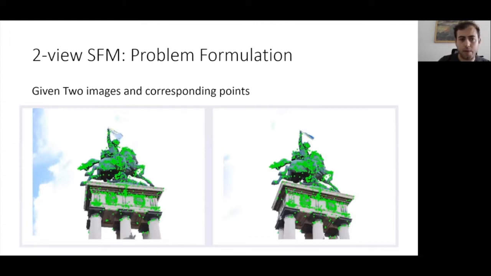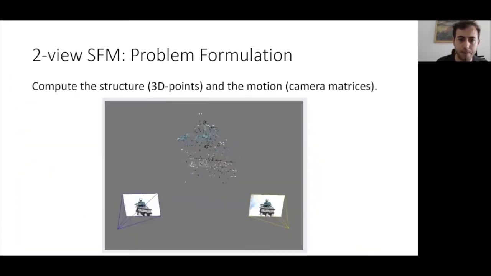But today we define the following problem, which is called two-view structure from motion, where we are given a set of point correspondences between two images, and we need to compute both the 3D points and the camera parameters. Okay, this is called structure from motion. We need to compute a structure, which is a 3D point set, and the motion, which is the camera parameter set.